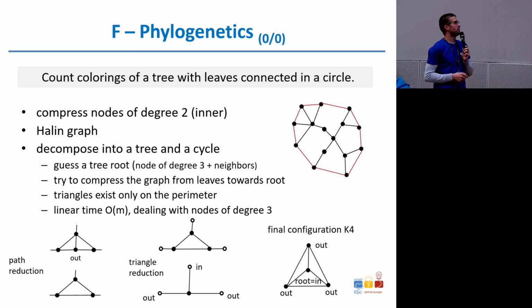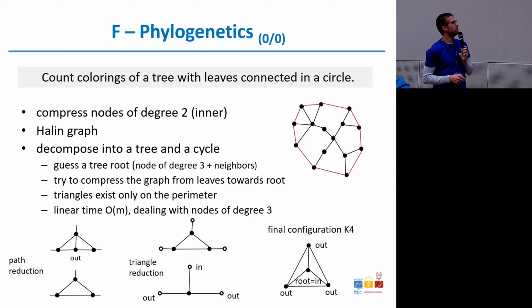Now, there might not be any such nodes left. Then in this case, what we'll do is take a triangle like this and just compress it into a single vertex. So take all 3 nodes. If you have 3 nodes of degree 3 that are all connected in a circle, we'll compress it.